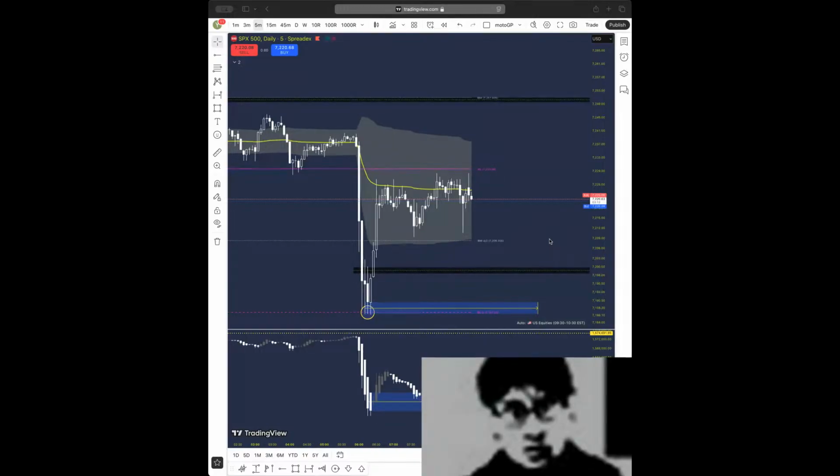We still got 15 minutes till the market opens. So I got nothing to do but wait and see if we open with a gap or not. Let me know if you have any questions.